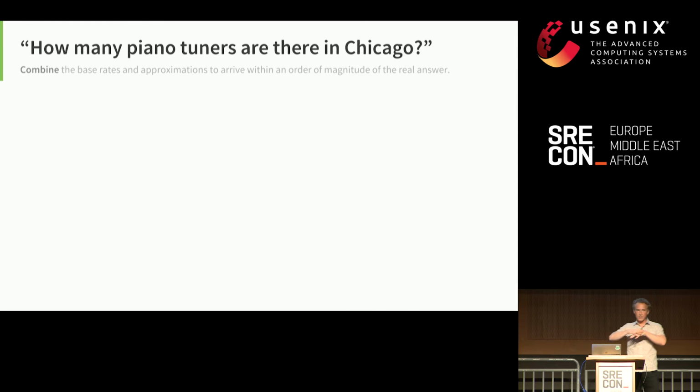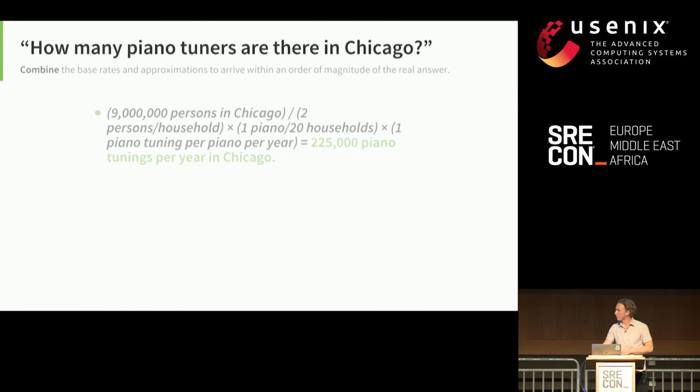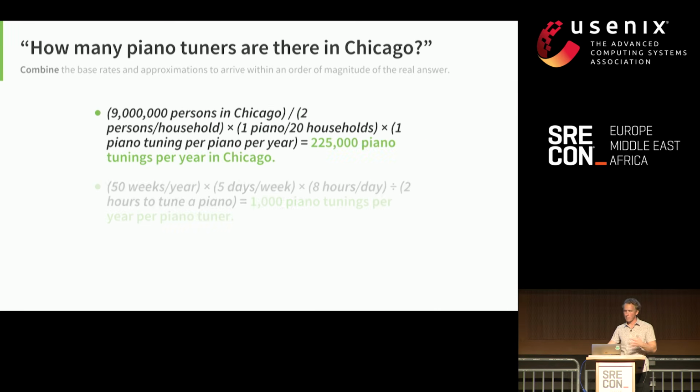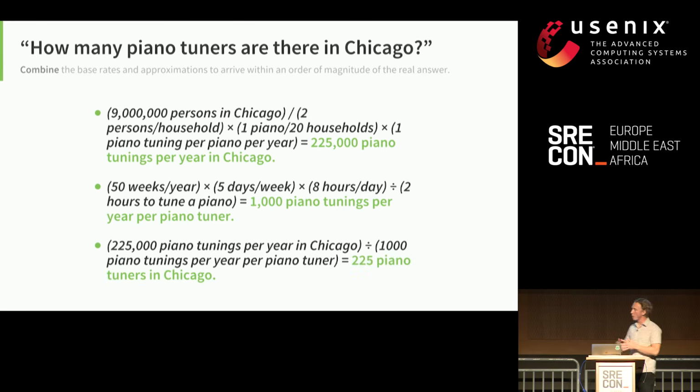And you then combine all of these numbers and you get how many piano tunings are going to happen per year, how many piano tunings can each piano tuner do. You combine those numbers and you get that there's probably around 225 piano tuners in Chicago, right? And we arrived here from some very, very simple numbers, and we can see how this could apply to thousands of other questions that we might ask ourselves.